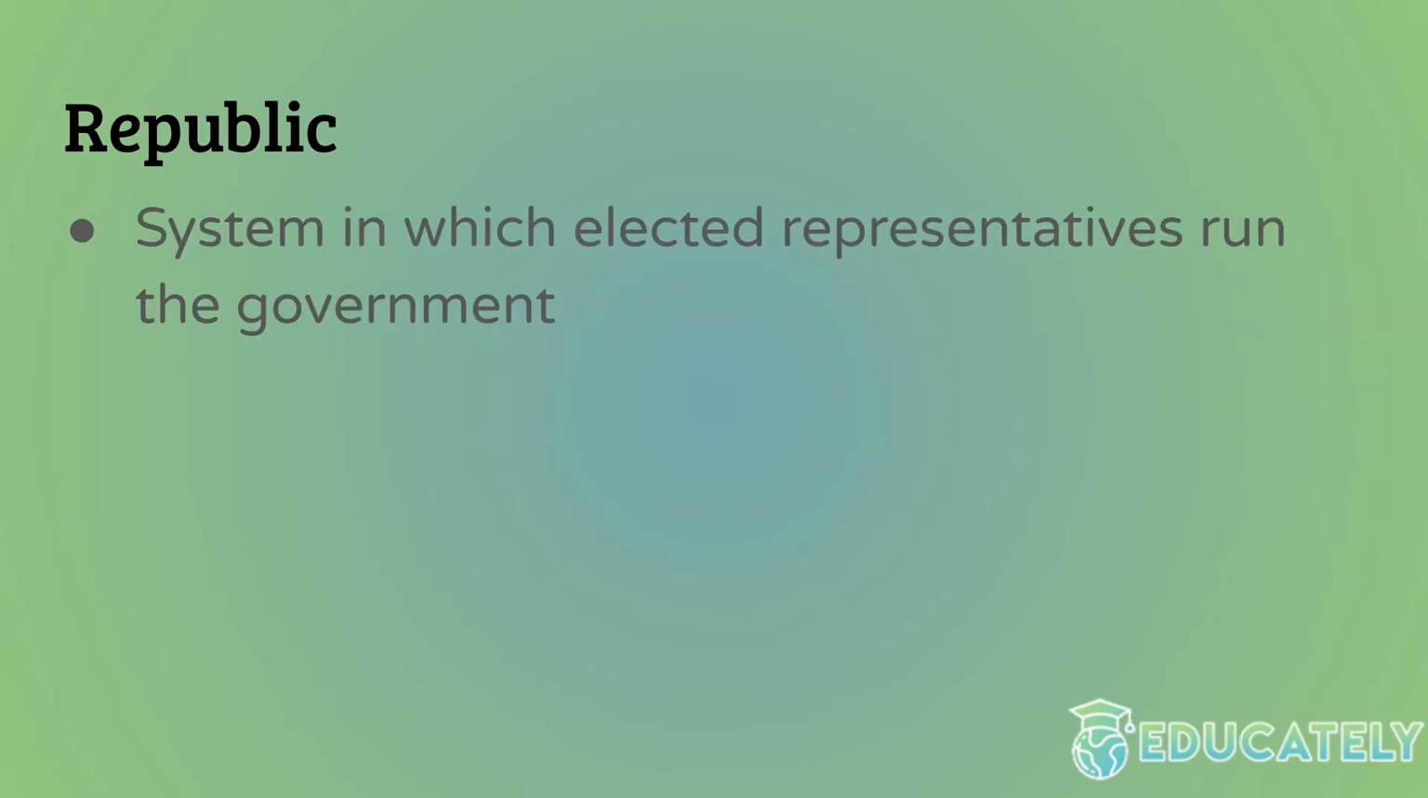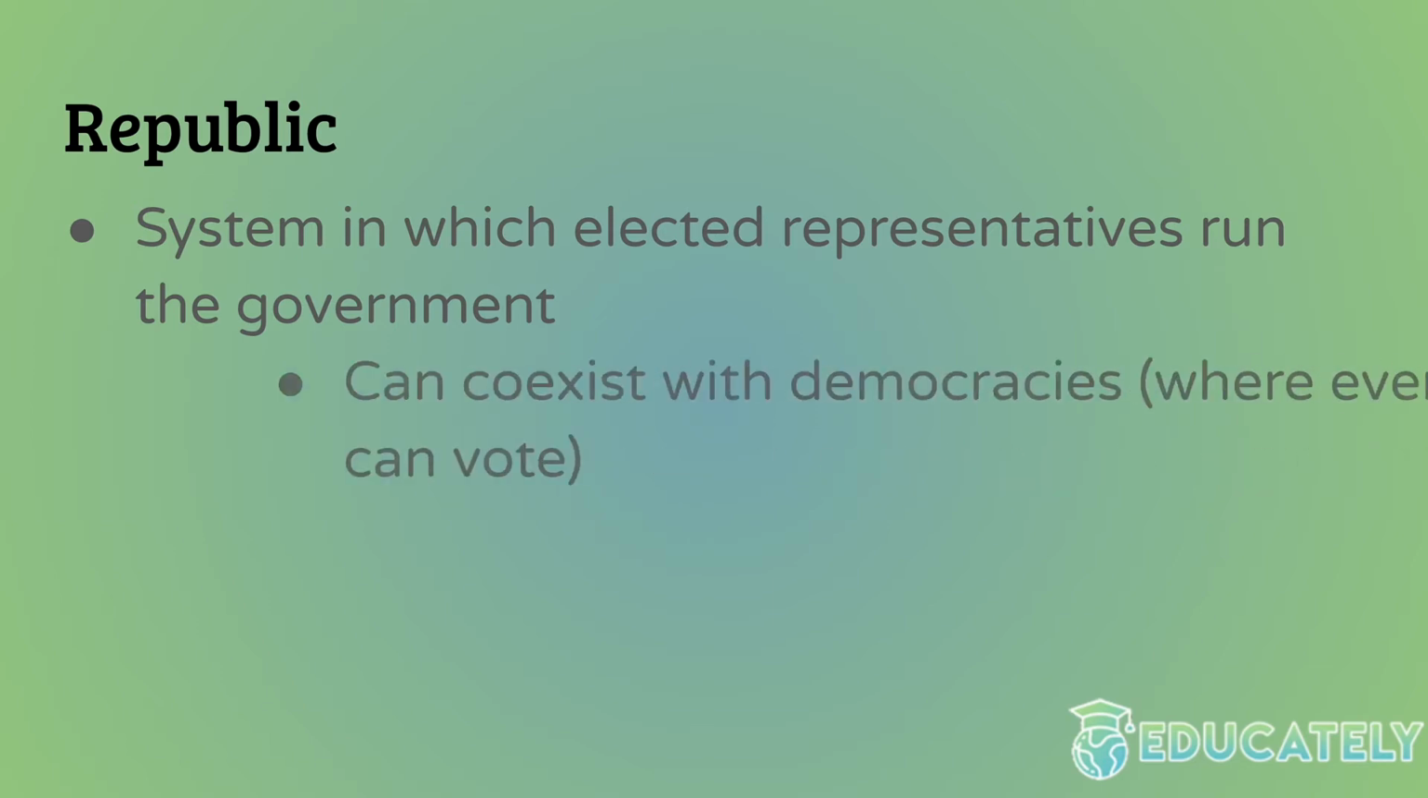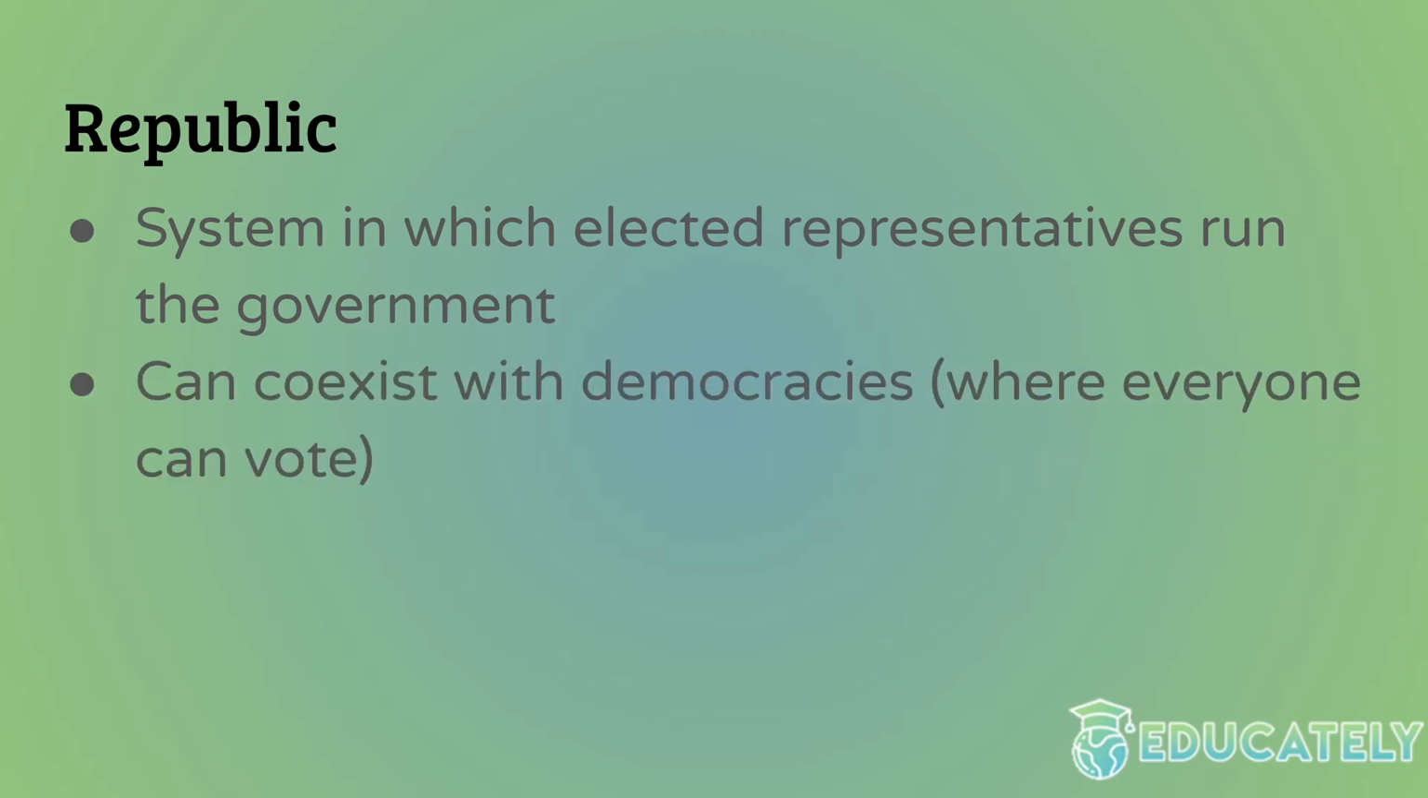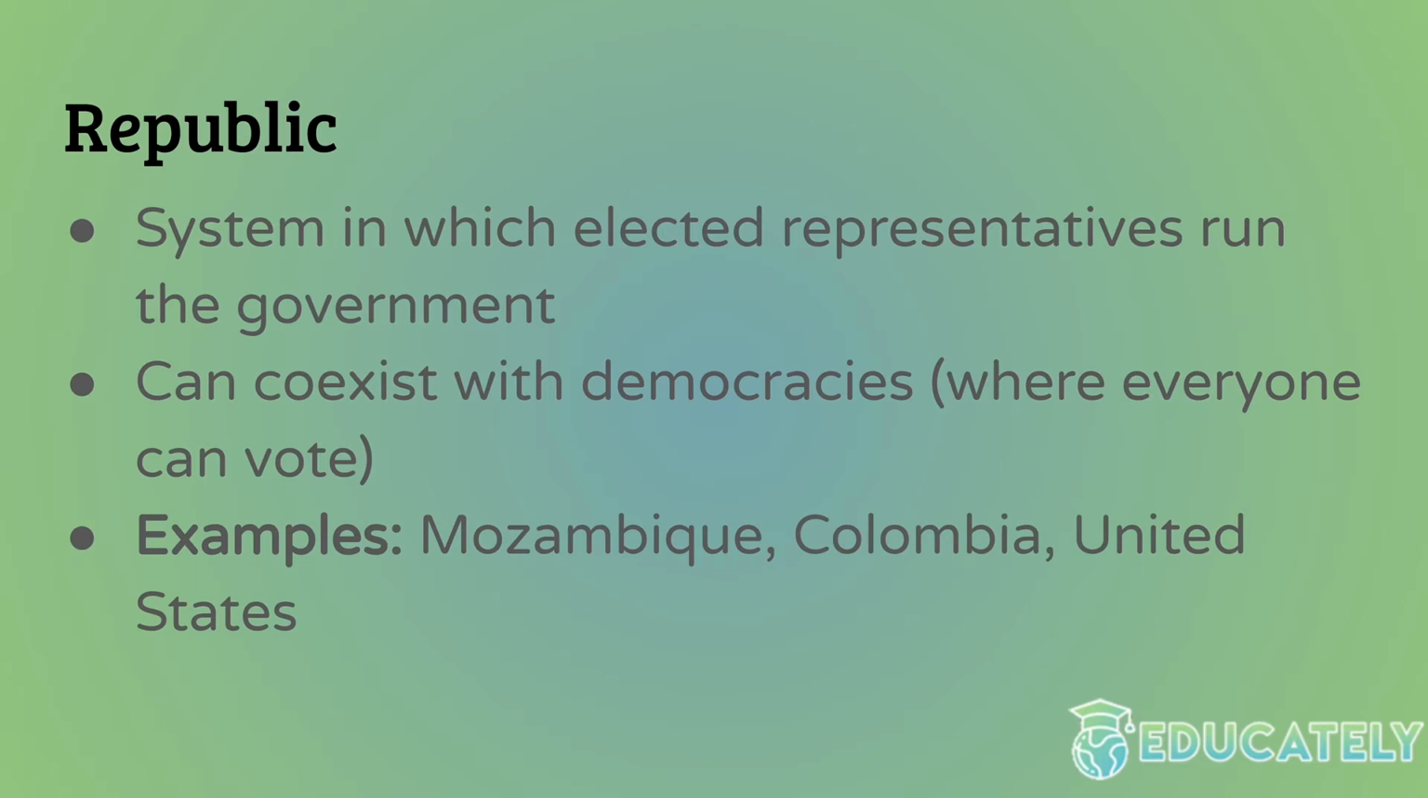Next up, we have a republic. A republic is a system in which elected representatives run the government. It doesn't necessarily have to be all the people. In some countries, it's just certain established or chosen people that get to elect. But in countries like the United States, all citizens get to vote for these elected representatives. They can coexist with democracies where everyone can vote. That's like the United States. It's a democratic republic. That's what they call themselves. Examples of republics include Mozambique, Colombia, and the United States.